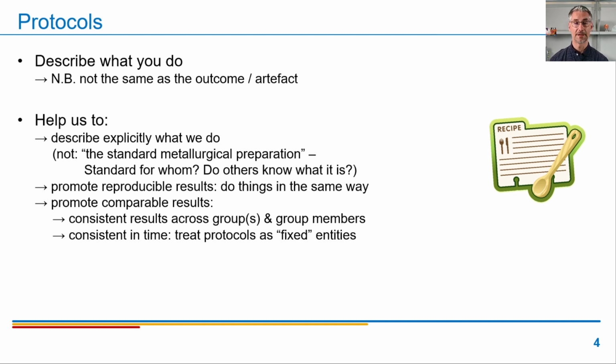So these are not the same as the outcome of our actions or the artifacts that we may create. They are a description of how we proceed to create those. Protocols help us to describe explicitly what we want to do. So for example, instead of saying, oh, we just use the standard way in preparing a sample, like the standard for whom, does everybody know about the standard? We can say we do follow the exact same steps every single time.